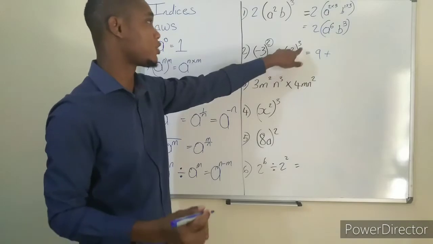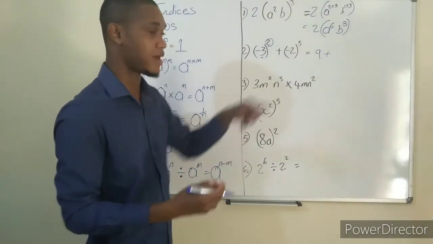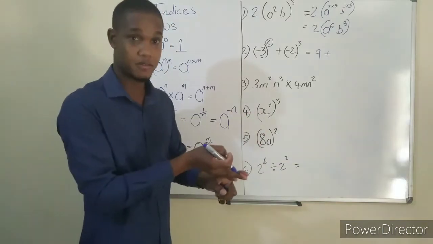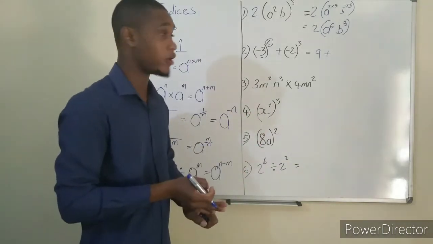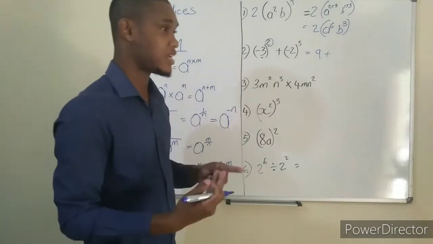Now negative 2 to the third power means multiplying negative 2 by itself 3 times. So negative 2 times negative 2 gives you positive 4. Positive 4 times negative 2 gives you negative 8.